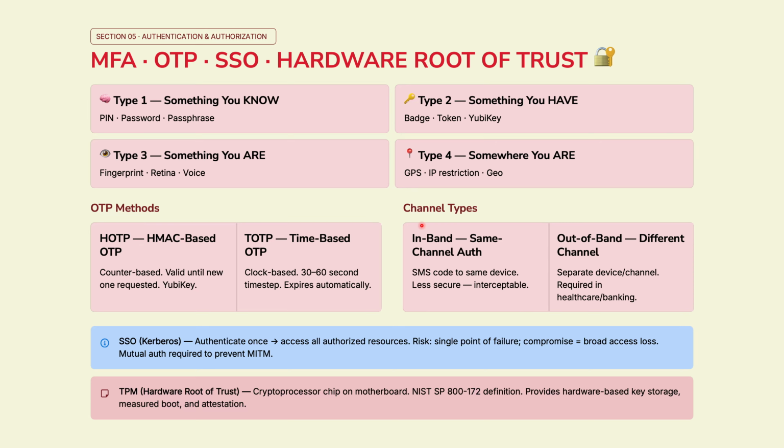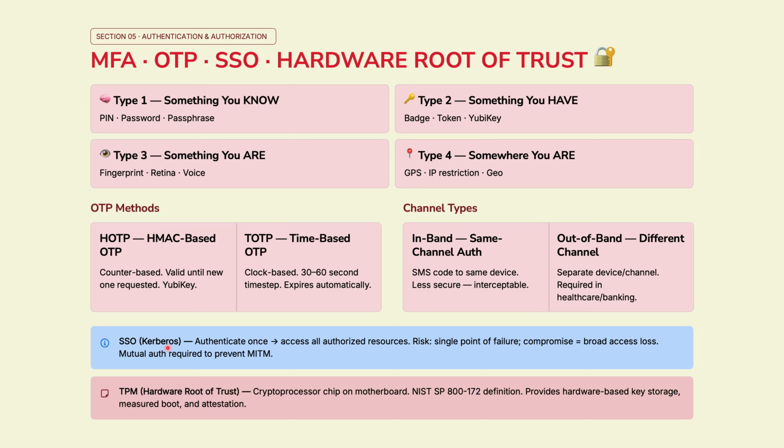Now, for channel types, we have in-band, same-channel authentication. It sends the code via the same channel, like SMS to the same phone, making it vulnerable to SIM swapping and interception. Out-of-band authentication sends the code to a separate device or channel, which is required in healthcare and banking environments.